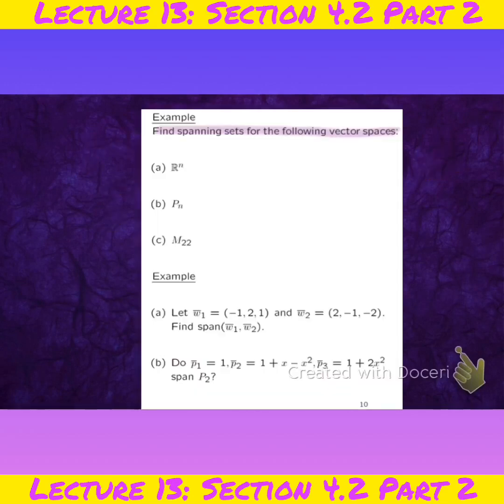All right, then the last one, what are the spanning sets of M22? M22 is the set of all 2 by 2 matrices. So I would probably say that a spanning set will look like this. So it's going to be all 2 by 2 matrices. You can take the second one as this.